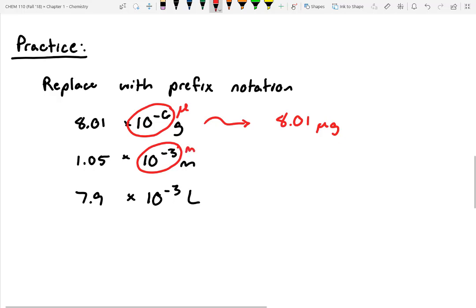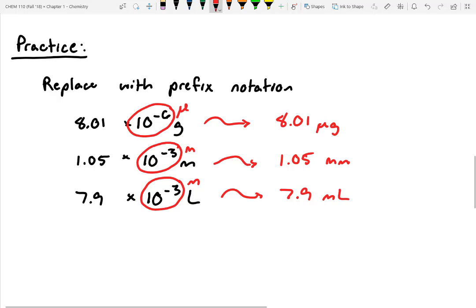All right, what's 10 to the negative 3? Milli. So it's small m, not big M. That's one important thing to remember. What's big M? Mega. So that's a completely different unit. We have to be very careful with capitalization. So we'll go ahead and say this is the same thing as 1.05 millimeters. Same thing down here, 10 to the negative 3 would be lowercase m. So now we could say this is 7.9 milliliters. So you can easily convert between these back and forth pretty quickly.